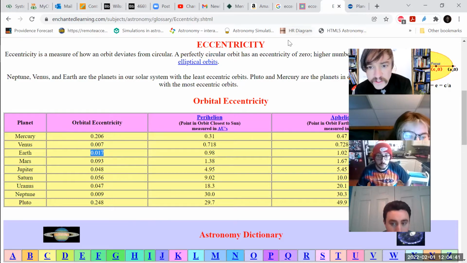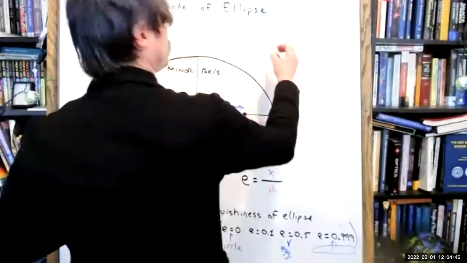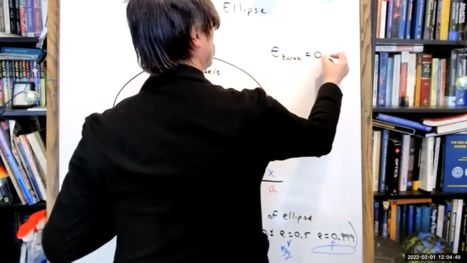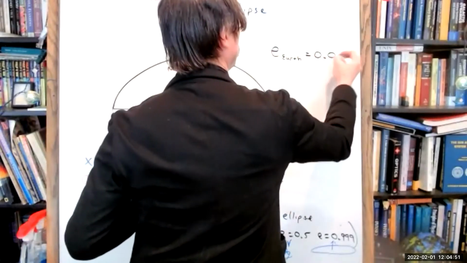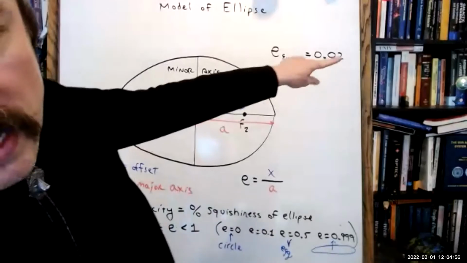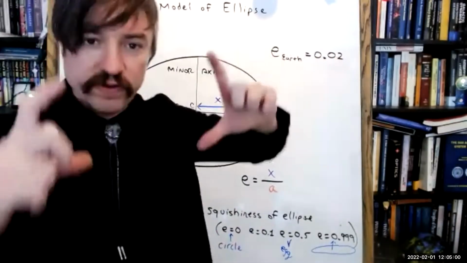0.02. Correct. So in other words, 2% squishy, right? So let's write them over here. So here's the orbital eccentricity of Earth. 2% squishy.